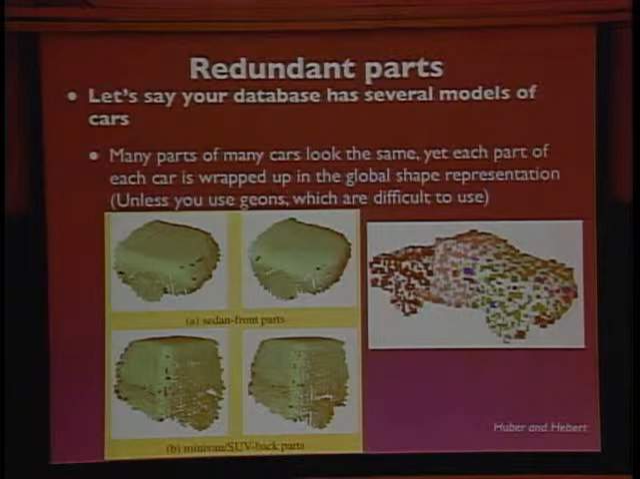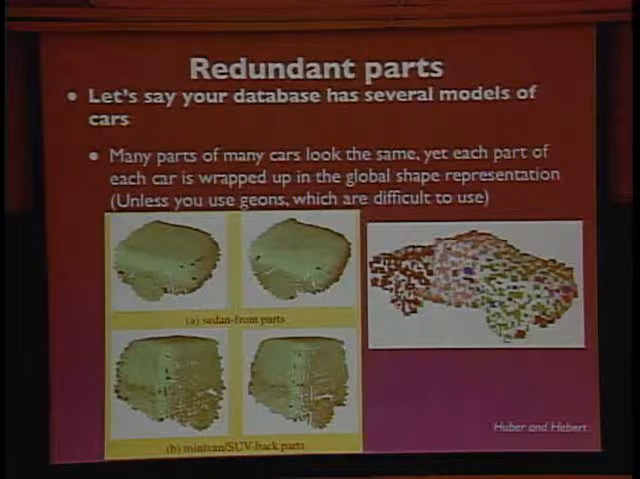But now, global shape representations, the way I talked about it last time, basically take all of the shape characteristics of the entire minivan and lump them all together, such that it's not always obvious how to decompose just the shape of the back end from the shape of the front end or the shape of the middle. With geons, you can do that, but as I described to you, geons, practically speaking, are very difficult to use.